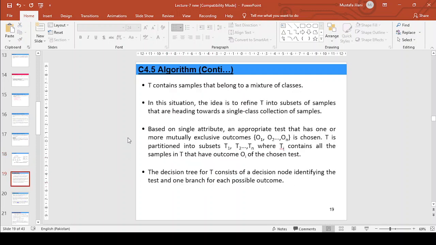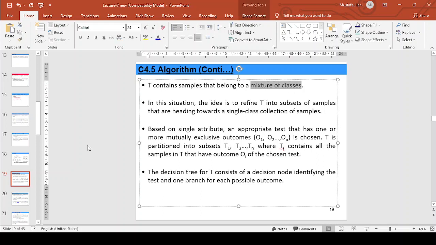7.3. Initially, T contains samples that belong to a mixture of classes, for example, class 1 and class 2. Suppose T contains two classes, so samples are from C1 and C2. Then we split the data into non-overlapping subsets.